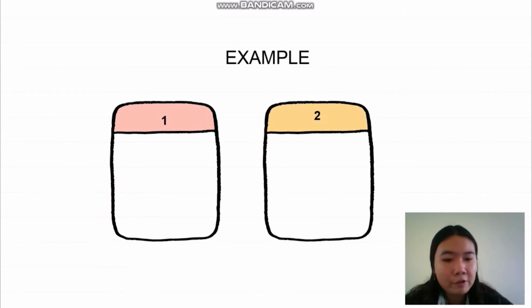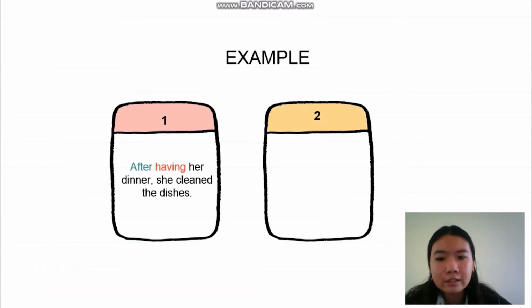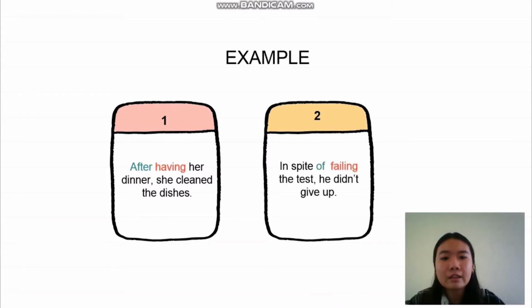The first example: after having her dinner, she cleaned the dishes. After is the preposition and having is the gerund, so there is no adjective, noun, or verb before it. Next, in spite of failing the test, he didn't give up. So of here is the preposition and failing is the gerund.